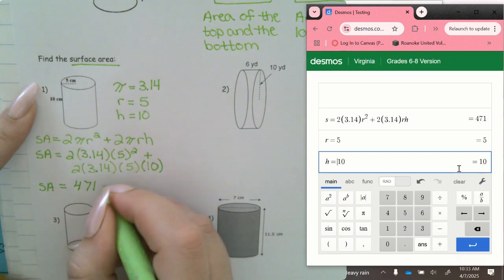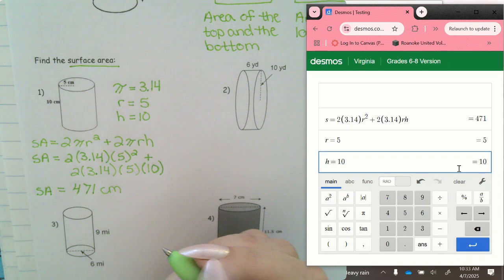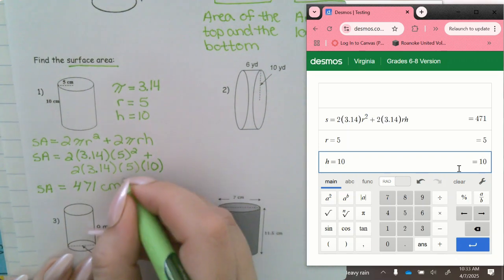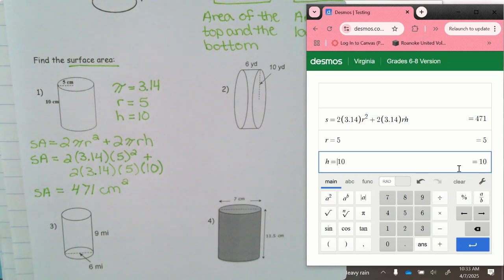And so that makes our surface area 471. Our units were centimeters. And what exponent do we use for surface area? A 2, squared. Okay. 471 centimeters squared. That is the surface area for all sides of this cylinder.